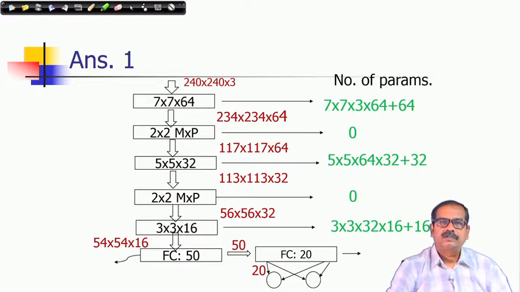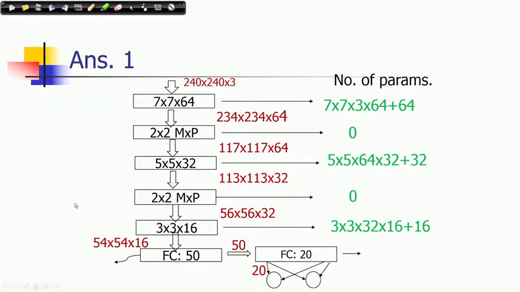Next it goes to the fully connected layer, and as I mentioned, the size of the input here is 54 cross 54 cross 16. Each input will have a weight to the fully connected layer, and there will be 50 such neurons, so there will be 50 biases. So, it should be 50 into 54 cross 54 cross 16 plus 50. And here the size is 50, so 50 weights should be connected to every one of the 20 neurons, and there are 20 biases.